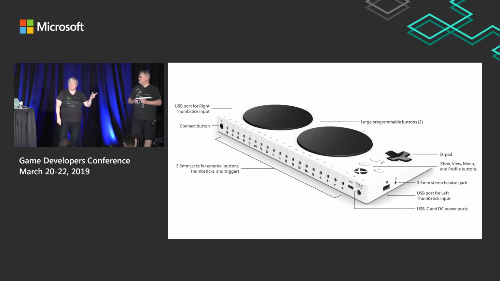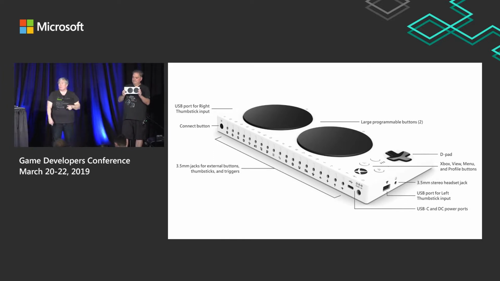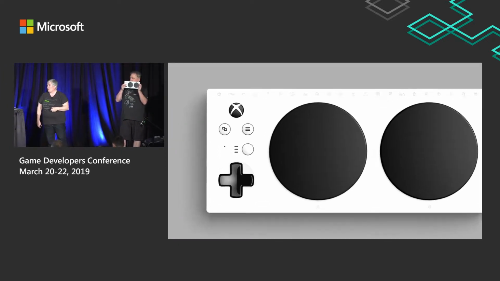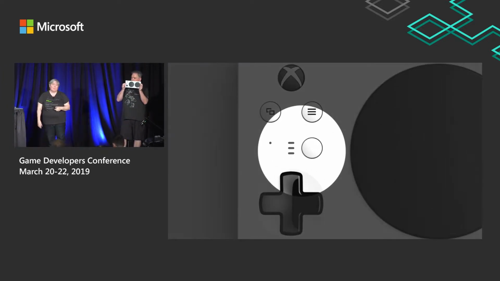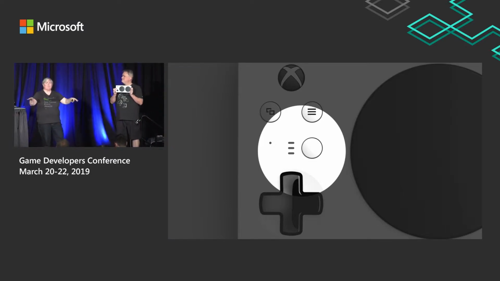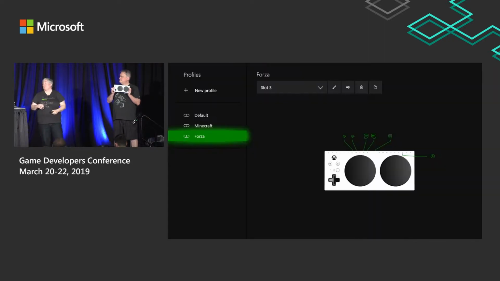Now, I skipped one button. I'm sure some of you noticed when I was talking about this device. There's this thing on the front of it called the profile button. And so what this does is it allows you to take all those buttons and switches that you've laid out in a way that works best for you and actually save that configuration. And you can have multiple configurations.